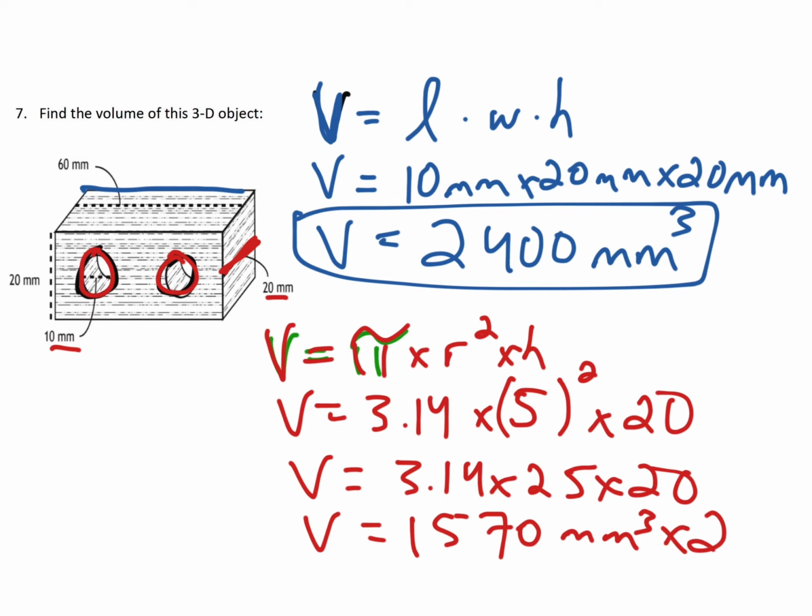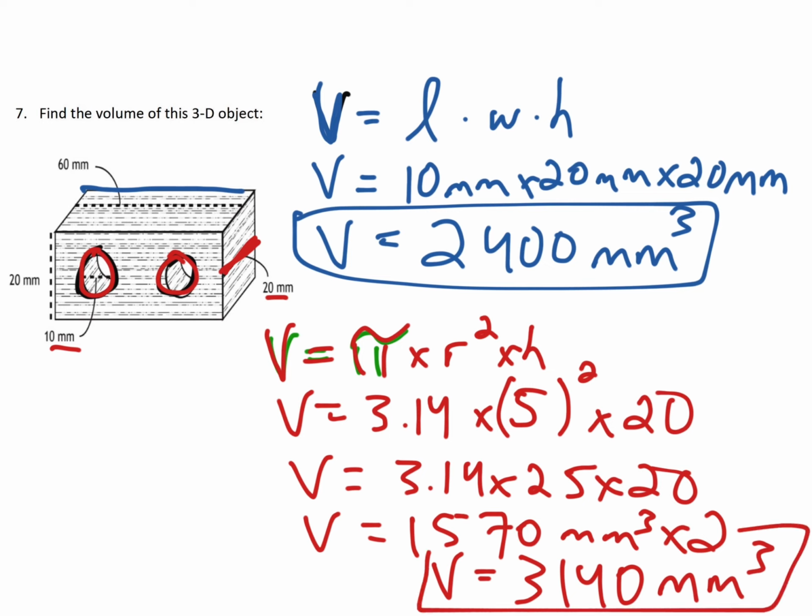And we're going to multiply that by 2. So the red volume is going to be 3,140 millimeters cubed. And multiply by 2 because these are both the same size. Okay, so I'm just noticing here that the red volume is actually larger than the blue volume, so there was a mistake made somewhere. Because if this was true, then we would have negative space. Doesn't make any sense. 10 times 20 times 20.